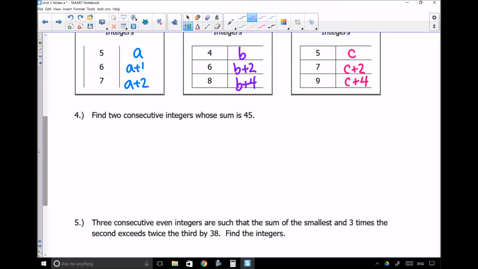So question number 4 says find 2 consecutive integers whose sum is 45. It's a word problem, so we're going to follow the same steps we did before. The first step is to underline key information. So we've got 2 consecutive integers and their sum is 45, okay? And then we need to identify what we want to figure out. Well, we want to figure out what my 2 consecutive integers are.